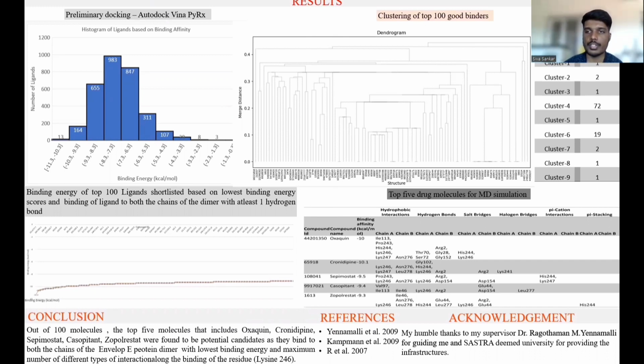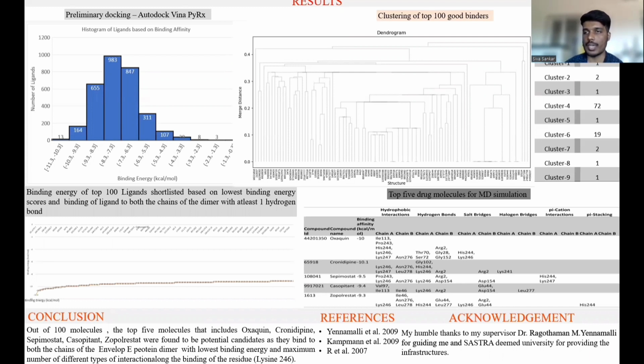These top 100 good binders were further subjected to clustering in the Schrödinger platform on a setting of Tanimoto coefficient. As a result, cluster 4 possessed around 72 molecules, and cluster 6 had 19 molecules. When these 100 molecules were subjected to enrichment docking, there was no fold increase in the binding affinities. So other interactions were analyzed.